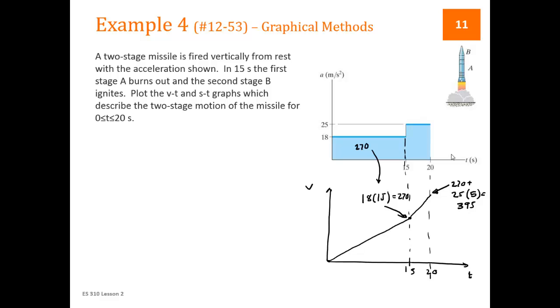And that completely defines everything, right? Because these are straight lines going from 0 to 270, and then another straight line from 270 to 395. Now let's do the S versus T curve. So if the V is a slanted line, the S is going to be quadratic. Alright, so we are going to get one quadratic term here, and then we've got another quadratic term there.